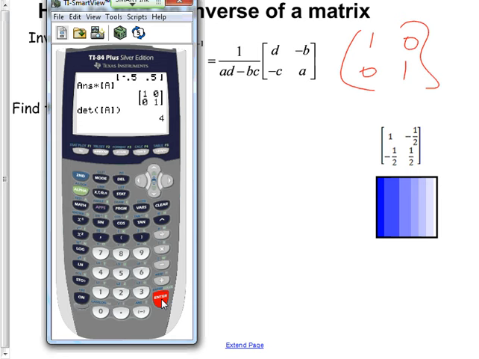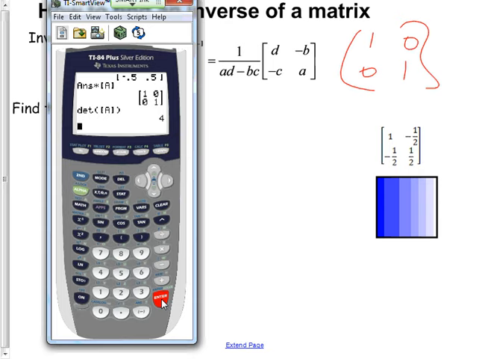Would I expect the answer to have been 0? No, because this one had an inverse, remember? If you ever get one where the determinant is 0, that's a problem matrix, and it won't have an inverse. Yes? All right, your calculator is different then, so I'll talk to you about that later.